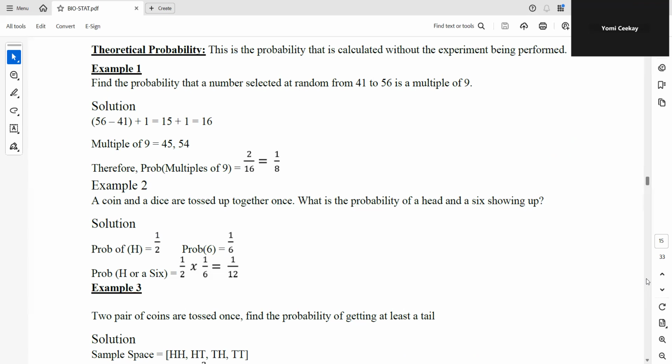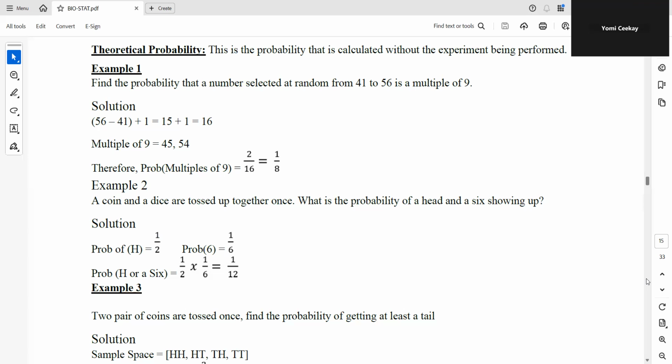Let's move forward. A coin and a die are tossed together. What is the probability of a head and a 6? Solution: we are tossing a coin and rolling a die. So what is the probability of a head and a 6 showing up?